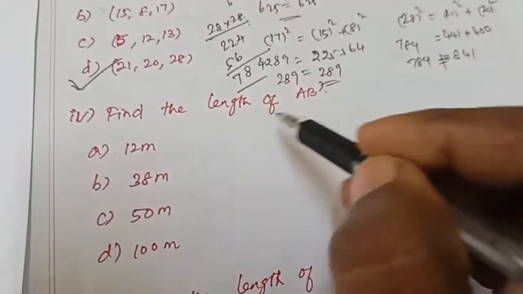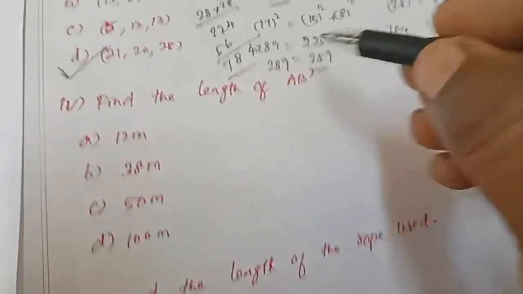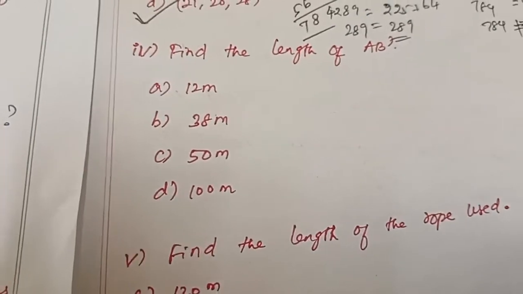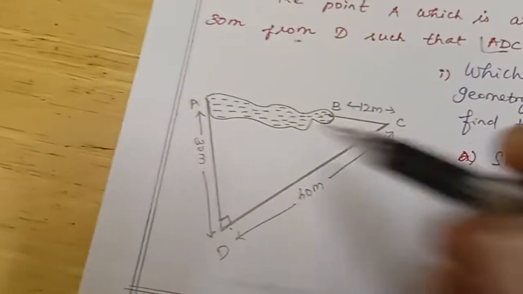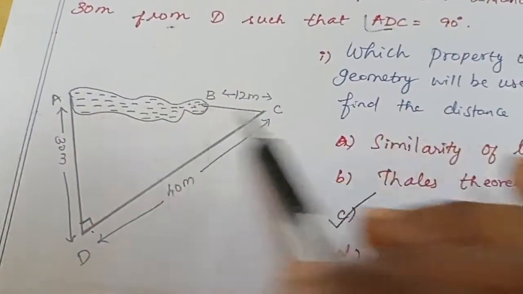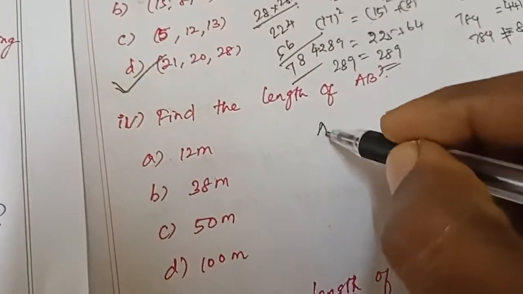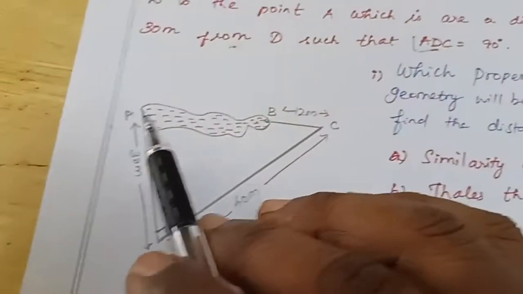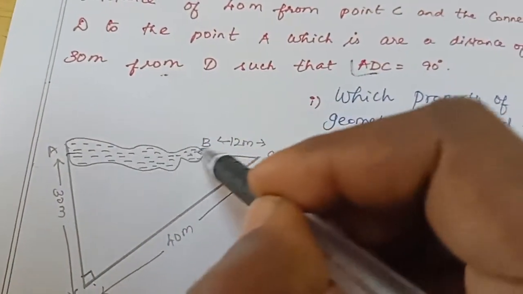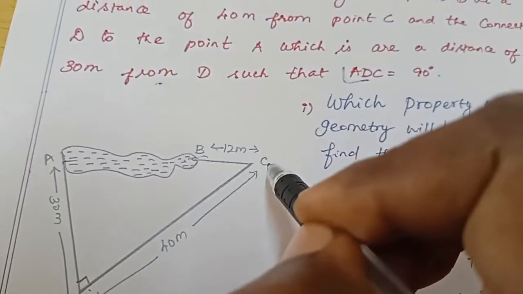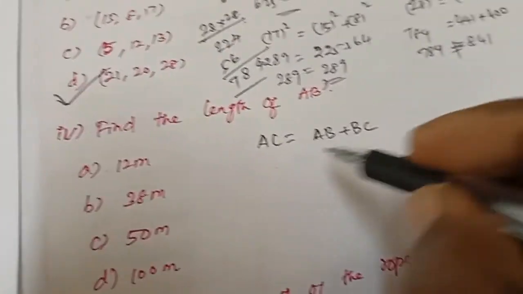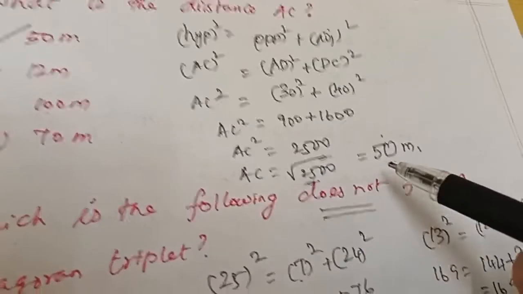Fourth question: what is the length of AB? We already have found it out. Length of AB. AC means, for example, AB plus BC is AC. So they told us to find this portion's measurement. What is meant by AC? AC means AB plus BC. AC length we have already found as 50.